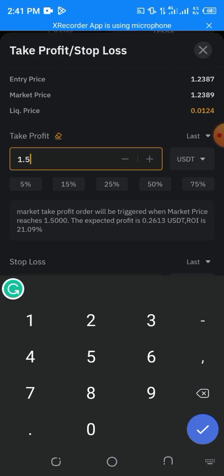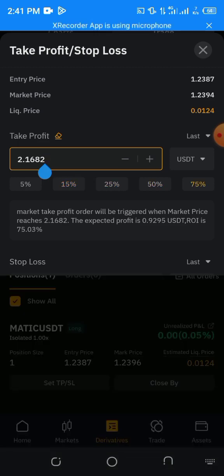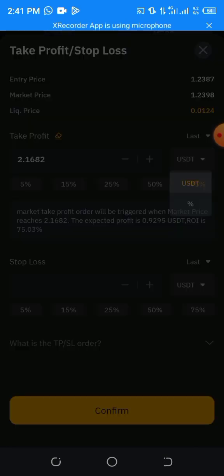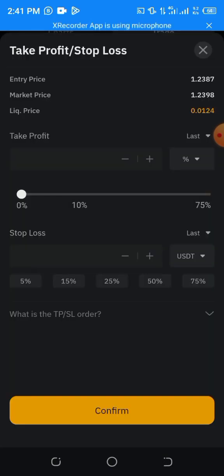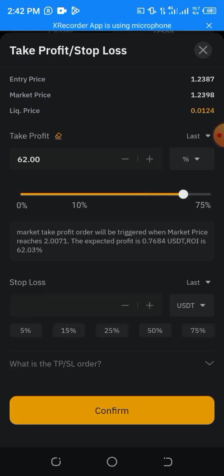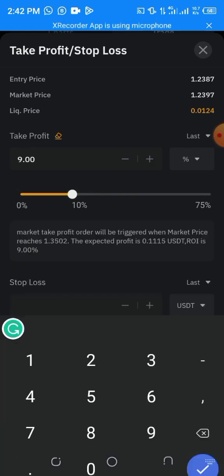So if the market gets to this, it shows you how much percentage you're going to make. Now below the place where I inputted my price, you can see percentage. If I want to make just 15%, I can click on the percentage I want. If the percentage I want is not there, I can click on this USDT and choose percent, and then I have the option of picking how many percent or typing it in.